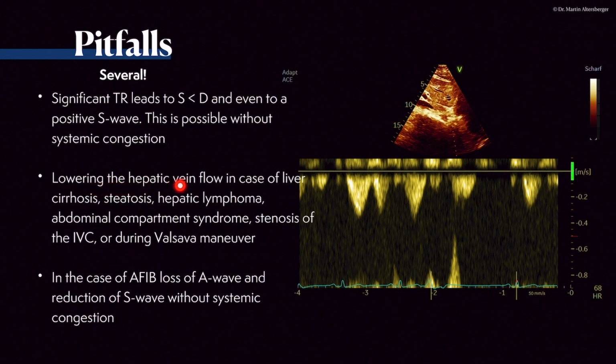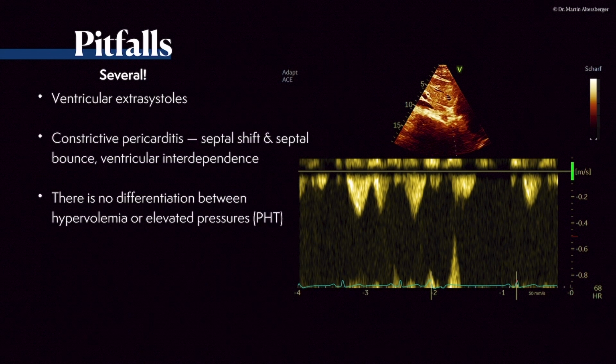The hepatic venous flow in case of liver cirrhosis, steatosis, hepatic lymphoma, abdominal compartment syndrome, or stenosis of the IVC during Valsalva maneuver also is a pitfall. In case of atrial fibrillation, we have a loss, of course, of the A wave and a reduction of the S wave without systemic congestion. So the optimal signal, the optimal interpretation of the measurements, and knowing the heart, also knowing comorbidities of the patient, liver comorbidities, is very important to perform a correct VExUS exam.